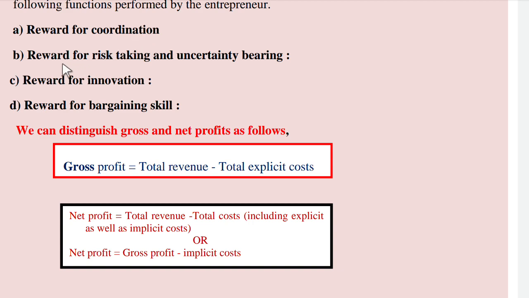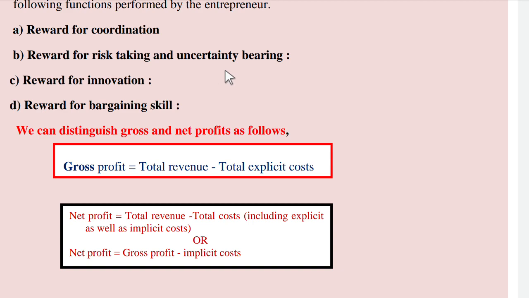And then B, reward for risk taking and uncertainty bearing, very important. Friends, as you know, the production process is not an easy task. We don't know, the future is uncertain. But the entrepreneur undergoes risk and undertakes uncertainty bearing situations.